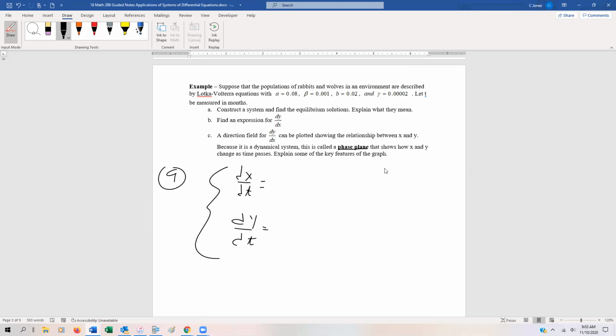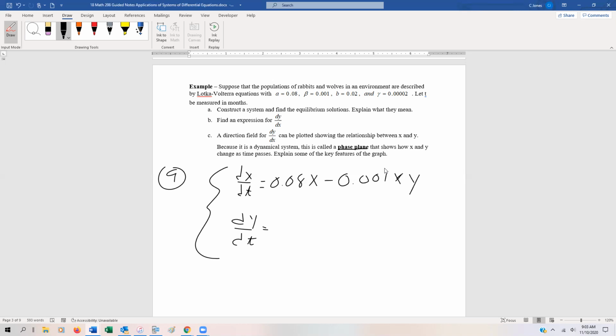And remember, our equation is ax, so 0.08x, and that's basically saying how quickly the rabbits are going to increase, minus beta, or 0.001xy. So this is going to be the rate at which they decrease when the prey and the predators accidentally meet or intentionally meet. Basically, they get a hold of one of these rabbits and just go by them.